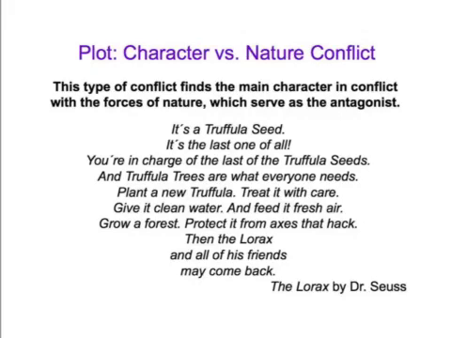In the character versus nature conflict, you find the main character in conflict with the forces of nature, which serve as the antagonists. So let's look at this example from The Lorax by Dr. Seuss.